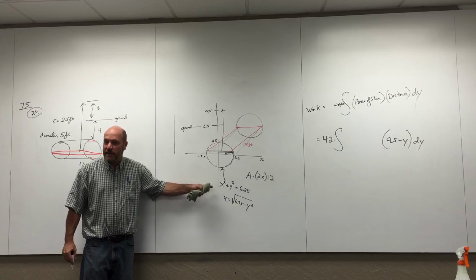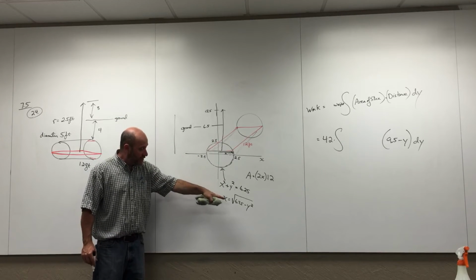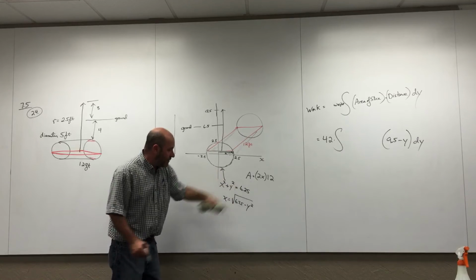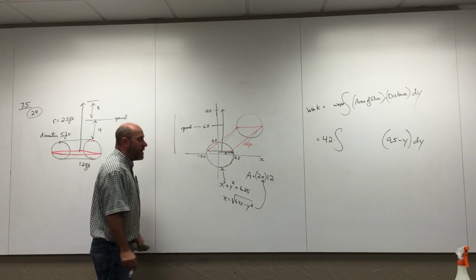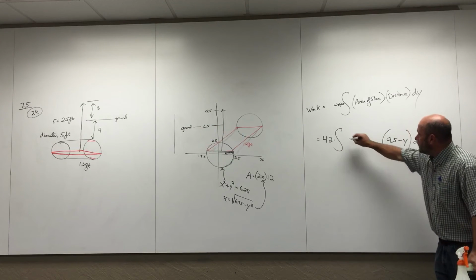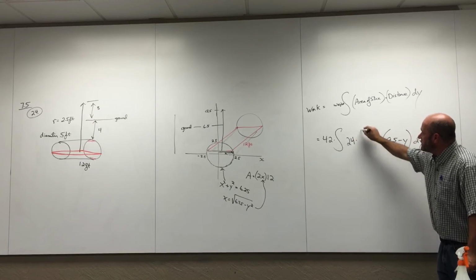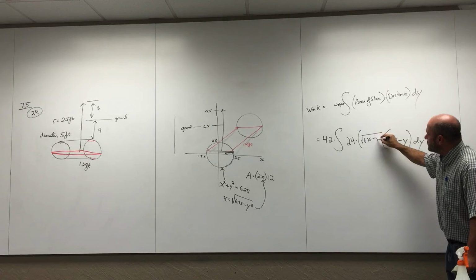I need x. The equation of the circle is this. I need it solved for x in terms of y. Here I go. This is my x. So my area becomes, if you don't mind, can I call that 24 times this x, which is the square root of 6.25 minus y squared.